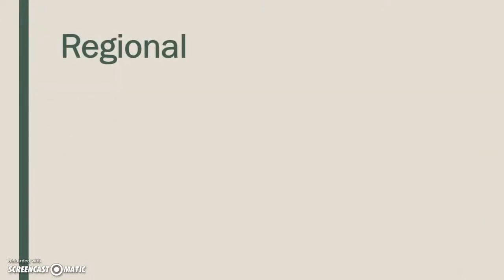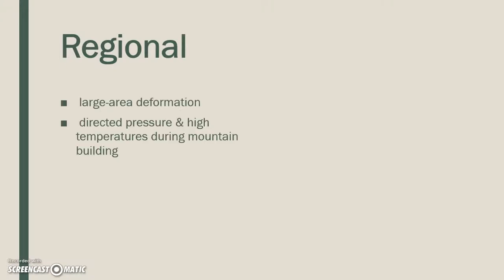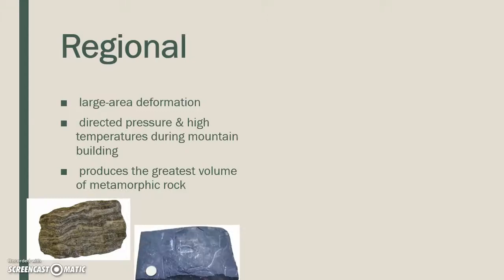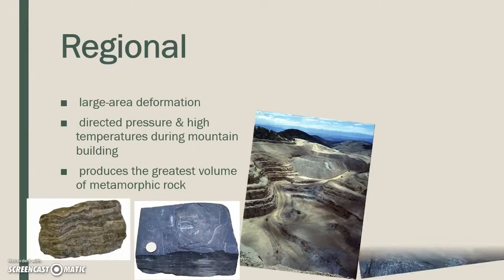We also have what's known as regional metamorphism, and this is a large area deformation. This is from pressure and high temperatures that occur during mountain building, so this is very specific, and it produces your greatest volume of metamorphic rock. So when I say mountain building, that means that's where you're going to find the most of your metamorphic rock, is in your mountains. And you can see several different types here.